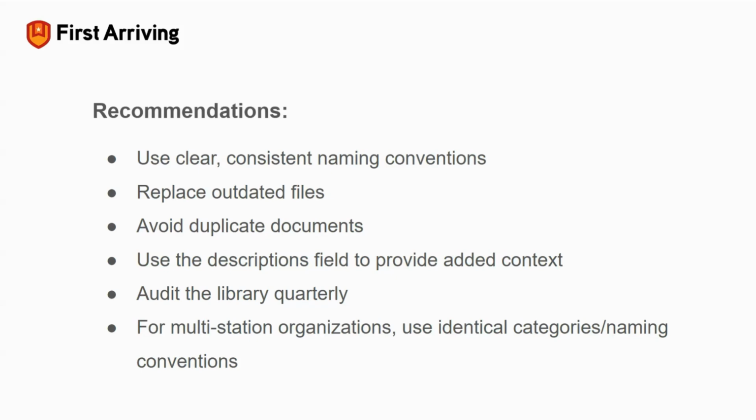Auditing is absolutely important. Make sure that you audit your library at least quarterly. Remove those outdated materials, confirm categories reflect their current structure, and replace any of those SOPs or policies with updated versions. And for multi-station organizations or multi-district or however you're organized, use identical categories and naming conventions across all stations, districts, or whatever your construct is of your larger organization.